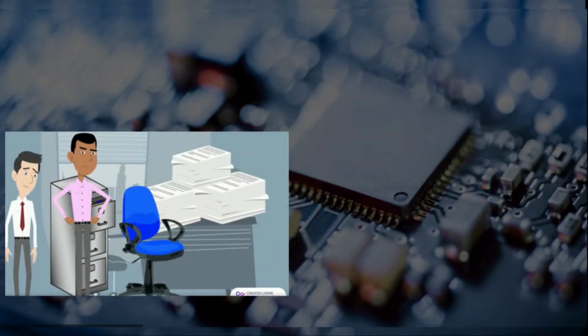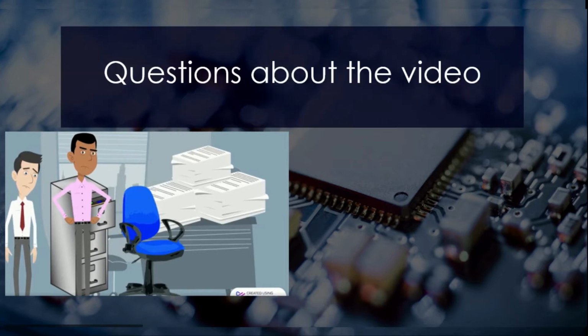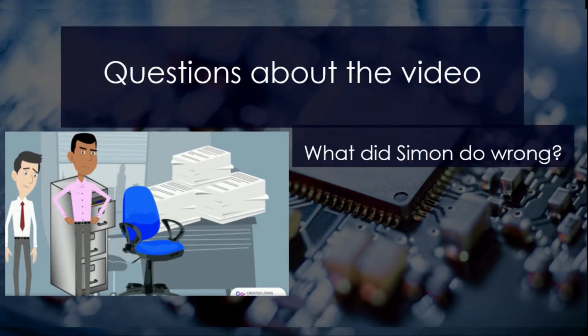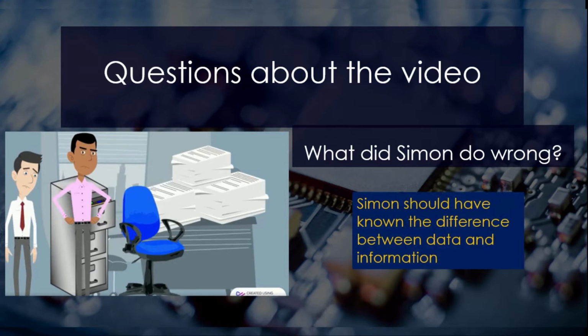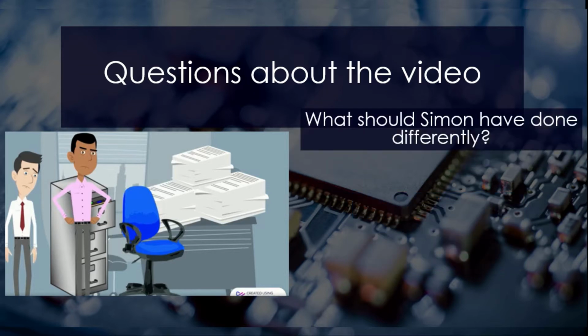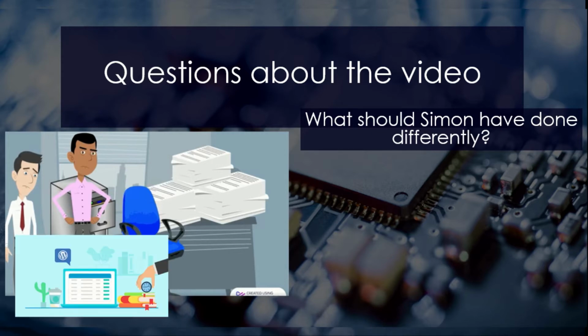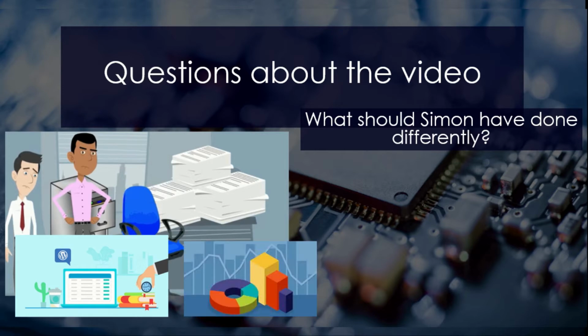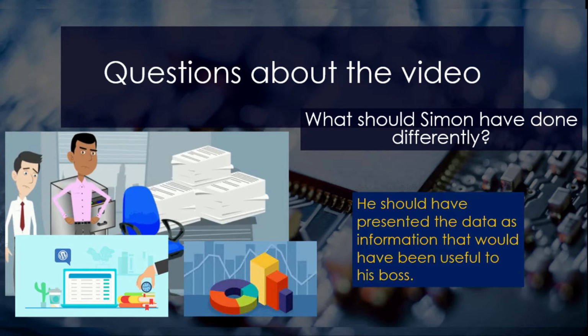So let's discuss what you just saw in the video. What did Simon do wrong? Simon should have known the difference between data and information. What should Simon have done differently? Well, maybe he should have presented the data as tables or charts. Basically, he should have presented the data in a form that was useful for his boss. He should have given his boss useful information.